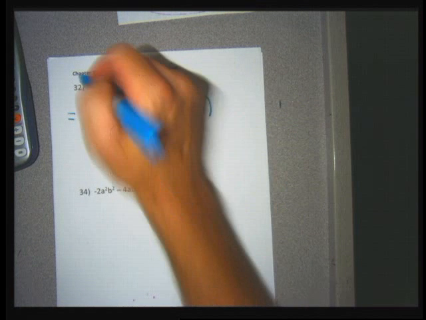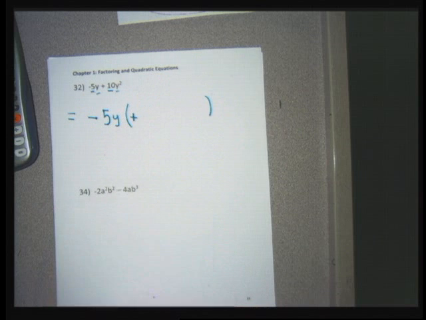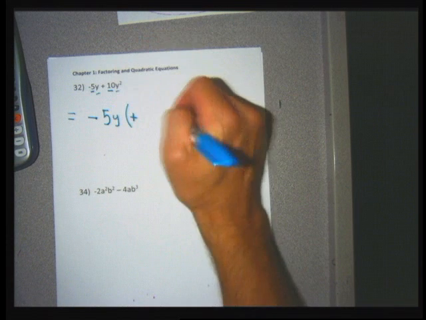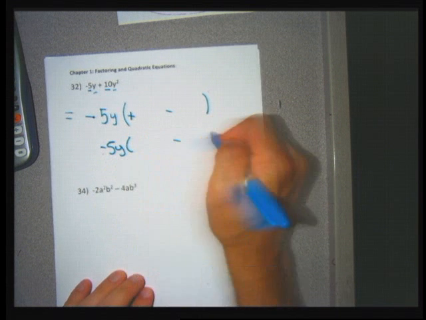Inside my parentheses, this negative sign is going to change to a positive sign. You generally wouldn't write that positive sign. That positive sign is going to flip to a negative sign. So I'm not going to write that positive sign because it's not necessary, but it's what happens.